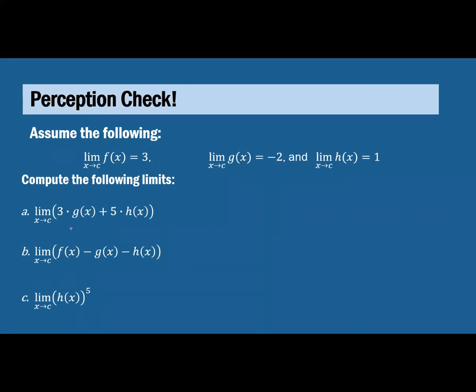The limit of 3 times g of x plus 5 times h of x as x approaches c. So what we need to do here is we just substitute our given values or our limits on each term. So we will have 3 times -2, since that's the limit of g of x, plus 5 times 1, which is the limit of h of x. Performing the operation, 3 times -2 is equal to -6, plus 5 times 1 is equal to 5. Therefore, the answer for letter A is -1.